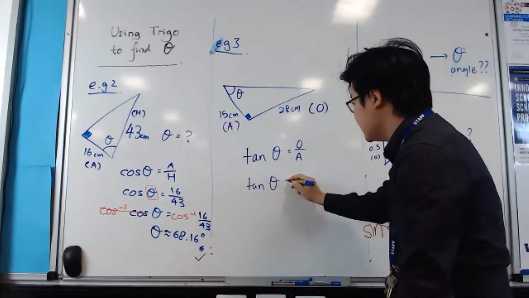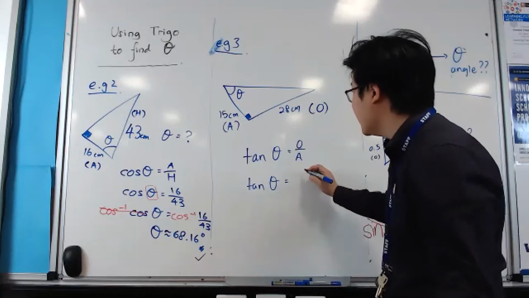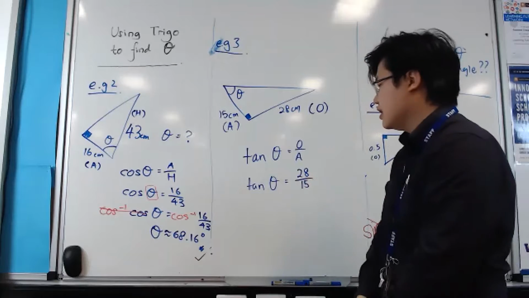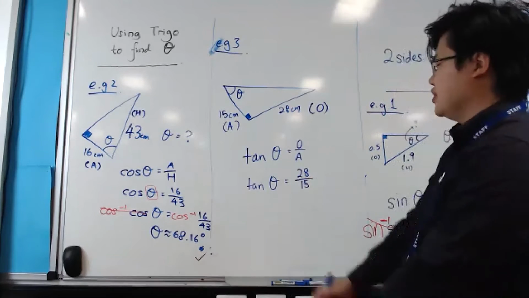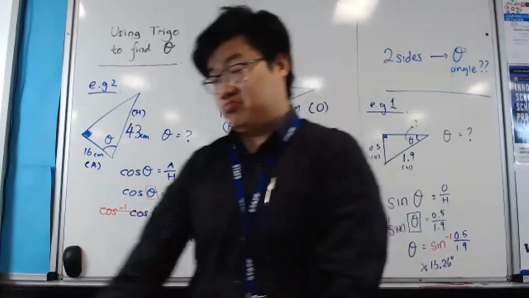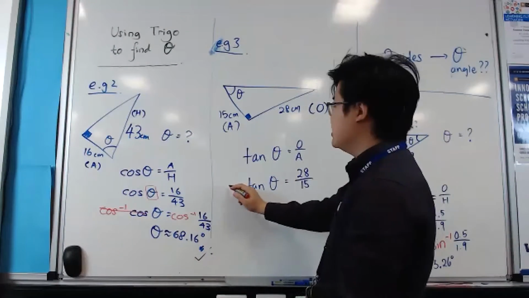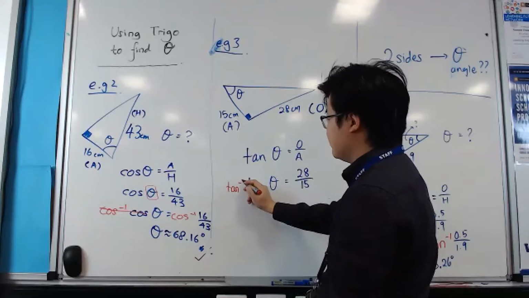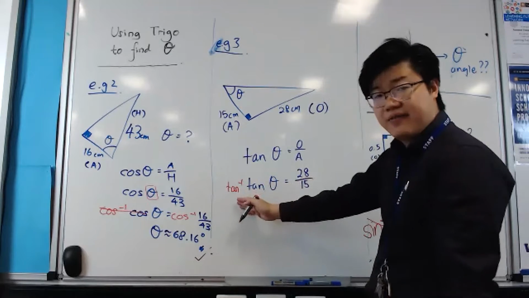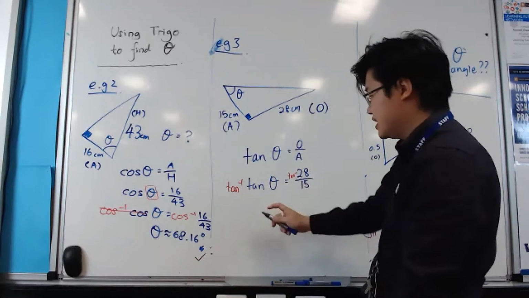All right, so we've got what? Tangent theta equals to what? How much is opposite? 28. Okay, 28 over what's adjacent? 15. Okay, so if we're looking for theta, what should we do? Arc tan, is it? Very good, arc tan. So all you need to do is put arc tan in front of it. Now, if you put arc tan in front of it on the left, you've got to do the same to the right. So that brings us to the next step.